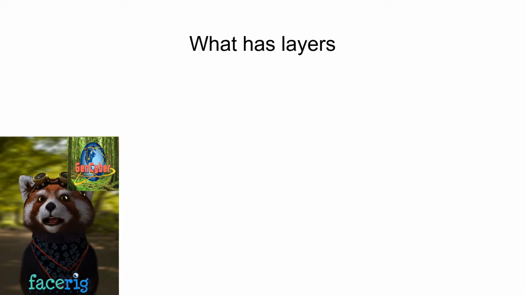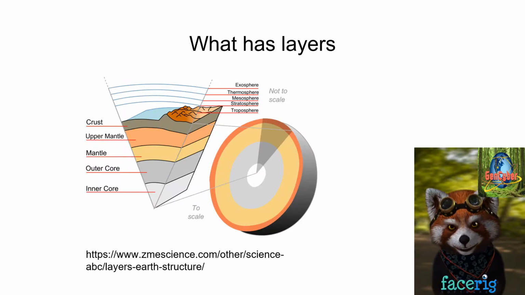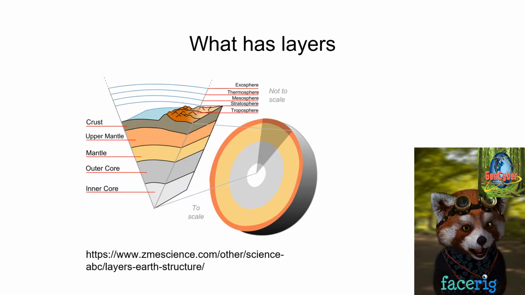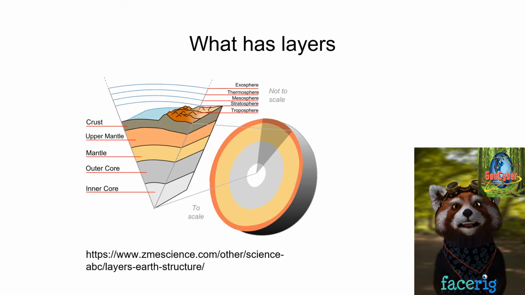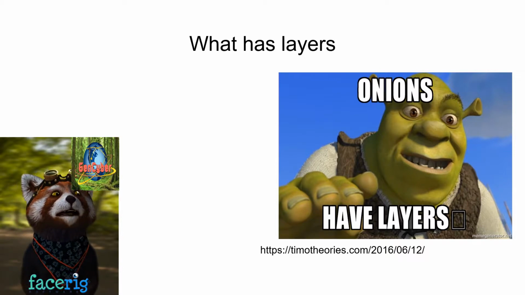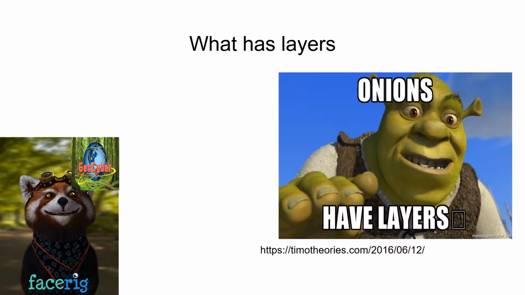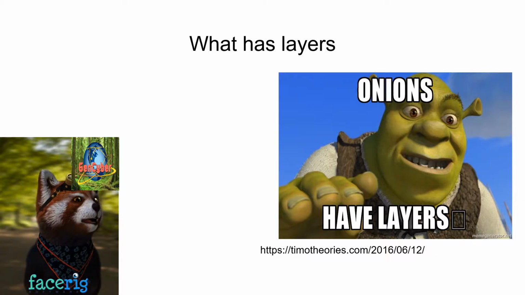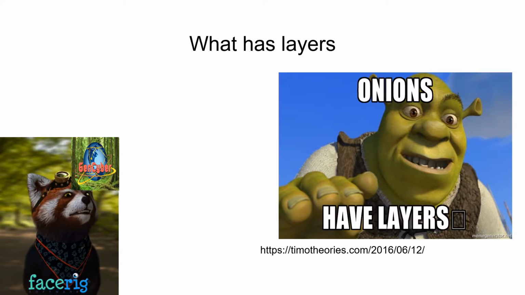So, what has layers? For one, the Earth's core has layers. And we all know that onions have layers. I hope you all get this Shrek reference. If not, you can Google Shrek to see my joke.